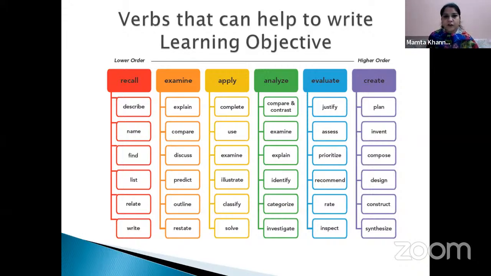I'm giving you a few minutes to quickly click a photo, because this is going to help you a lot in the class while designing your lesson plan, right? So these are various verbs.